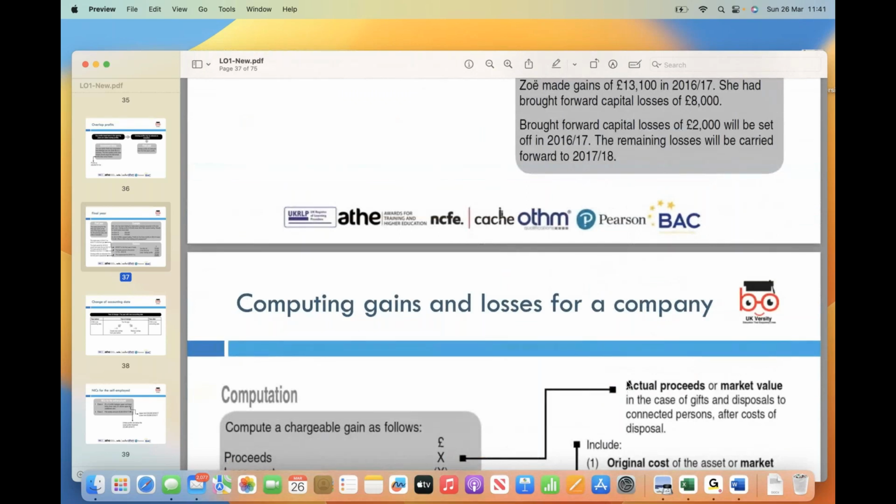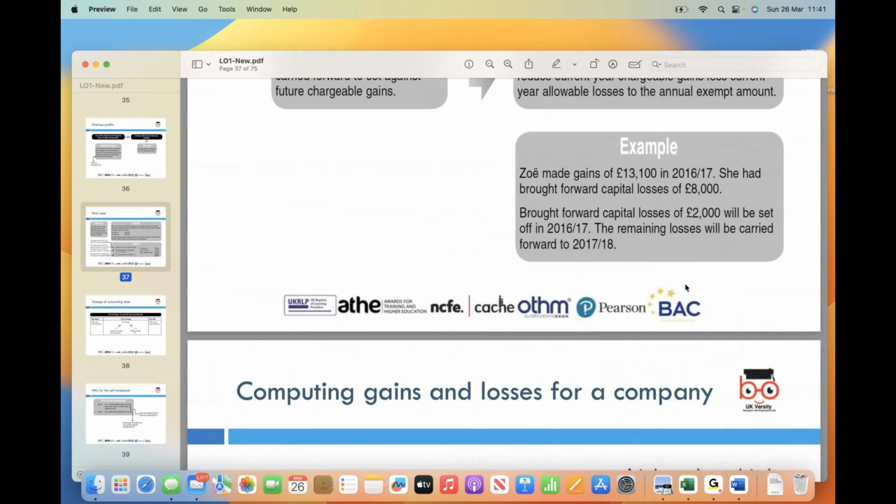Her gains were 13,100 pounds, but she also had brought forward capital losses of 8,000 pounds. Of these losses, 2,000 can be set off against her chargeable gains in 2016-17, and the remaining 6,000 pounds will be carried forward to future tax years. By utilizing capital losses, taxpayers can reduce their overall tax liability and potentially save money. It is important to keep careful records of any capital losses incurred and ensure they are claimed in the correct tax years to maximize their benefit.